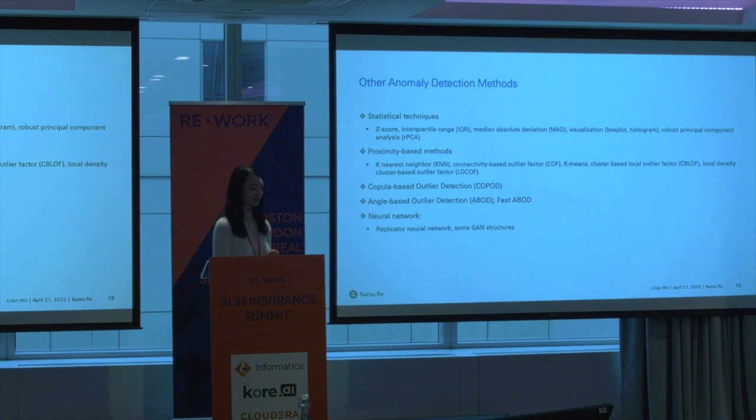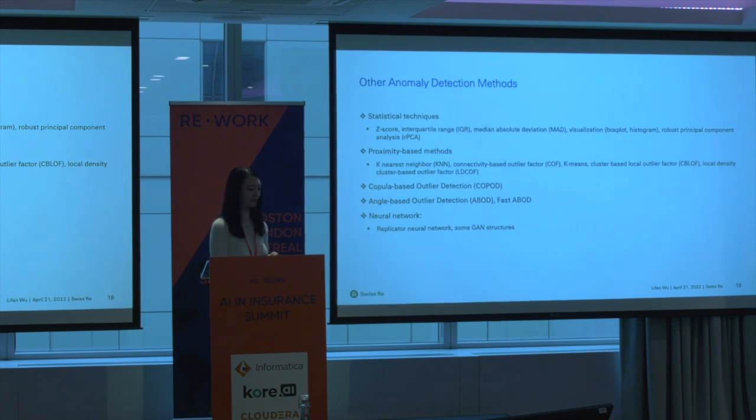There are also some proximity-based methods. Maybe everyone knows about k-nearest neighbor. It's one of the most famous ones. There are also cluster-based methods like k-means or cluster-based local outlier factor. Recently, there is the new invention of the copula-based method. It's good in the sense that it is deterministic. There's no need for hyperparameter tuning because it uses empirical distribution and empirical copula.